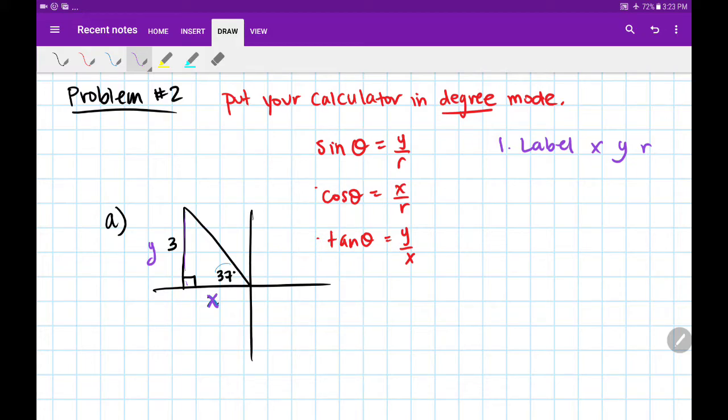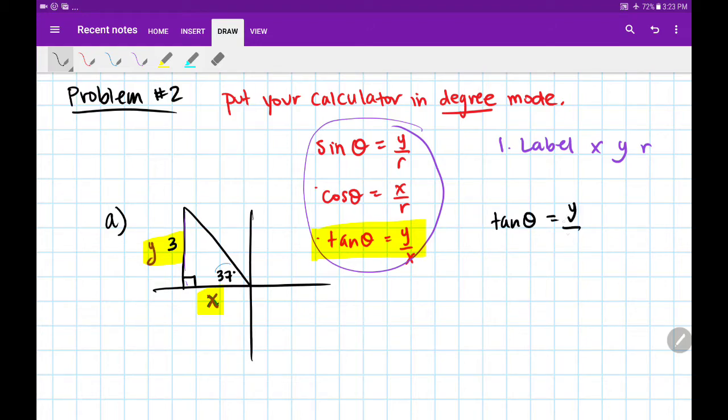I need to set up a relationship. I need to choose the right trig ratio that is going to use what they've given me, which is y, and what I need to solve for, which is x. The only one of these that uses x and y is tangent. So I'm going to set up a relationship using tan theta equals y over x, and we'll solve from there.